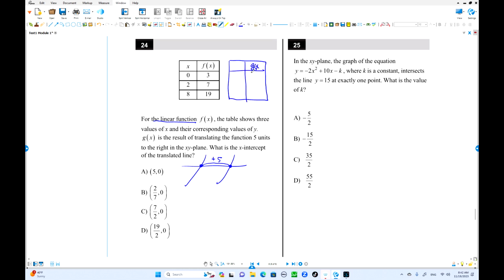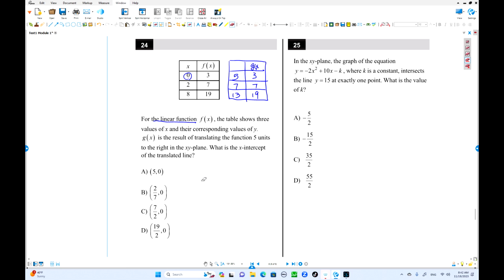G of x. This move to the right is 5. This move to the right is 7. This move to the right is what? 5 plus 13, right? But y doesn't change. Still 3, 7, 19, isn't it? But still, this is the linear, right? Okay, this is the linear.